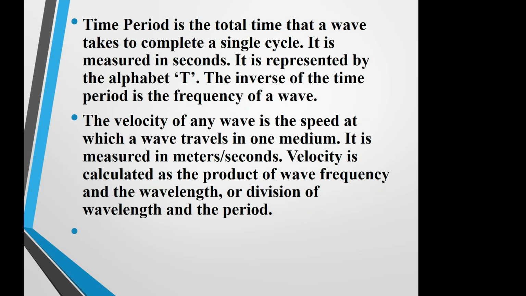Next property is the time period. Time period is the total time that a wave takes to complete a single cycle. It is measured in seconds and is represented by the letter T. And the inverse of the time period is the frequency of a wave.